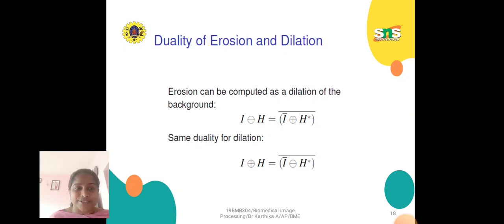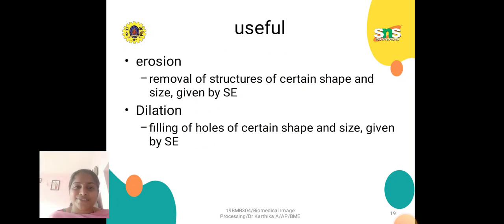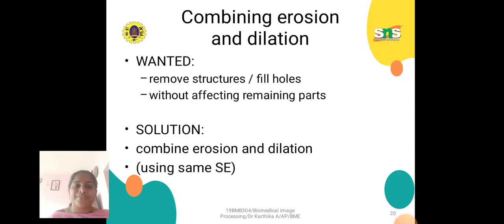Duality of erosion and dilation. Erosion can be computed as a dilation of the background. The same duality for dilation also applies here. Actually, erosion is the removal of structures of certain shape and size given by the structuring element. Dilation is the filling of holes of certain shape and size given by the structuring element.